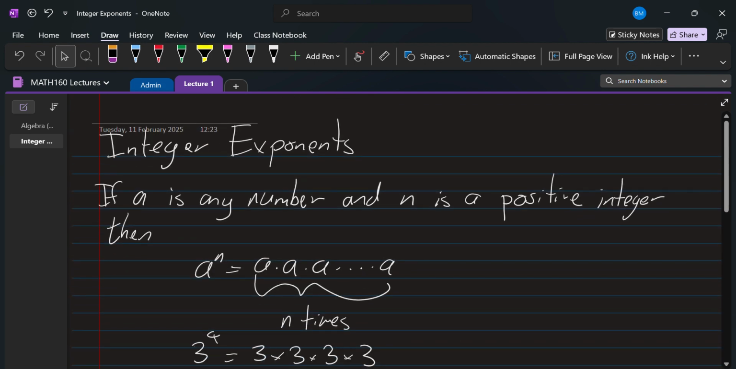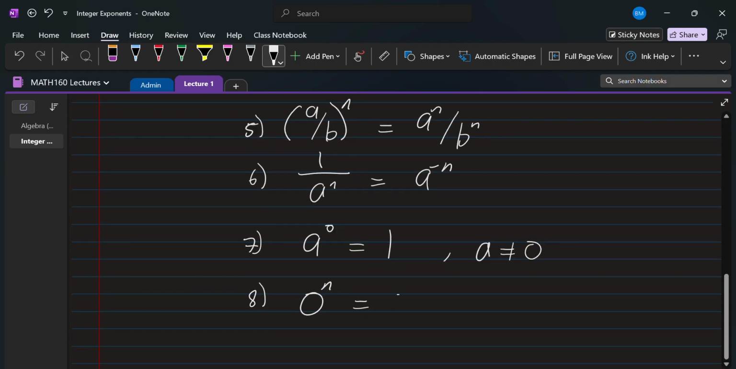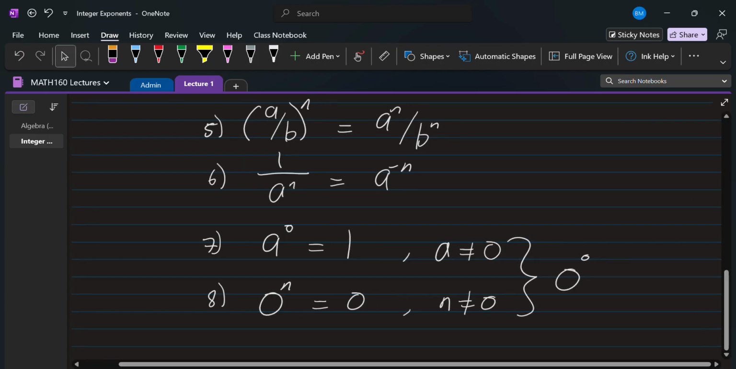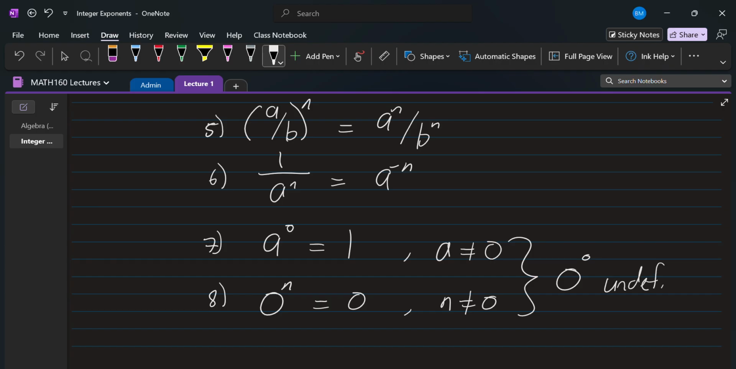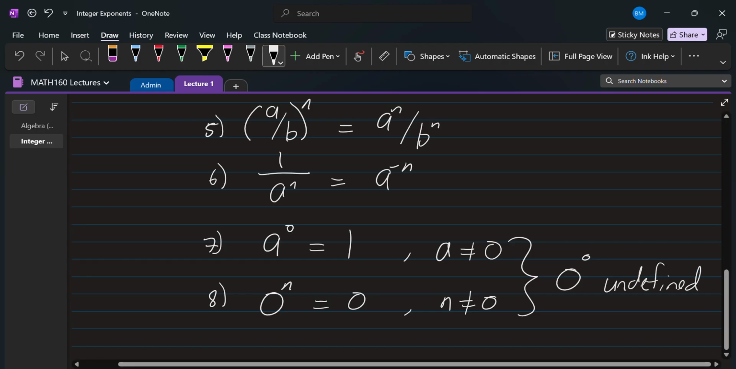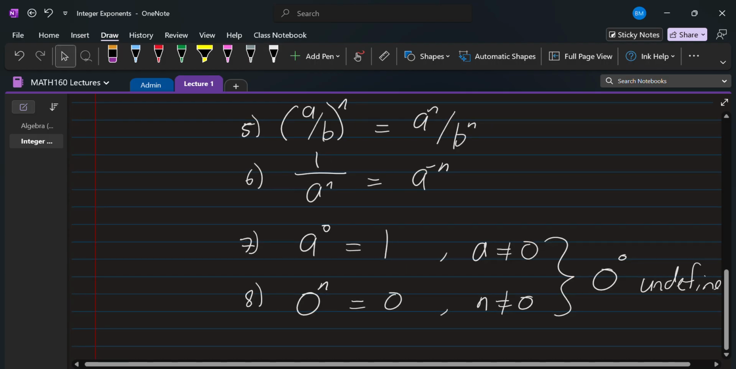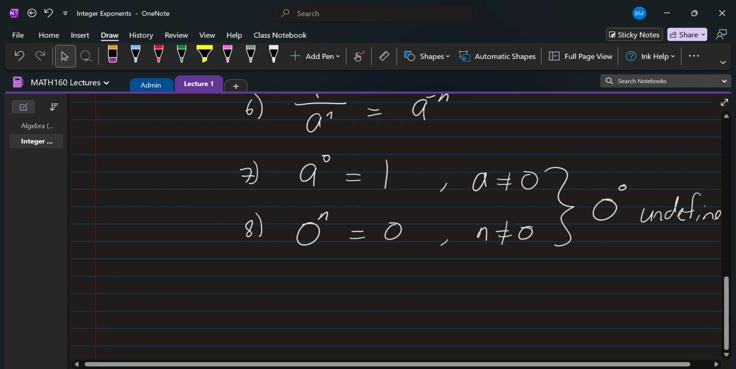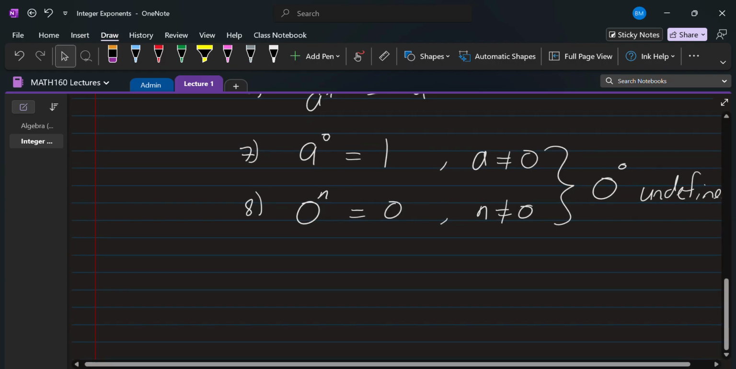Okay, and then similarly for 8, if we have 0 to the n, so 0 to the power of something, remember the definition here, it's just 0 times 0 times 0 times 0. Well, that doesn't matter, it's still 0. But we do need to be a bit careful. We can't have 0 to the power 0. So here, n cannot be 0. So in these two cases, we want to avoid 0 to the 0, which is undefined. But besides that case, those two properties hold.